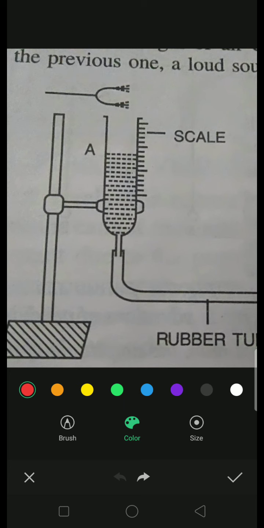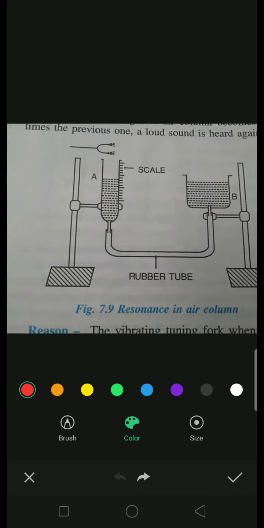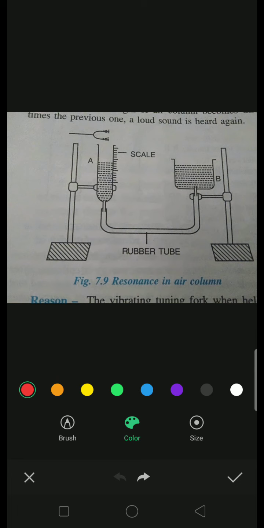of a stand, and at the lower end, one end is open, you can see, and the lower end is connected to a tube, and this tube goes over here. It goes to B. What is B? B is another vessel. Okay, it is another cylindrical vessel. A is a cylindrical tube, B is a cylindrical vessel. They are connected with the help of a hollow tube, so that water from A can go to B.